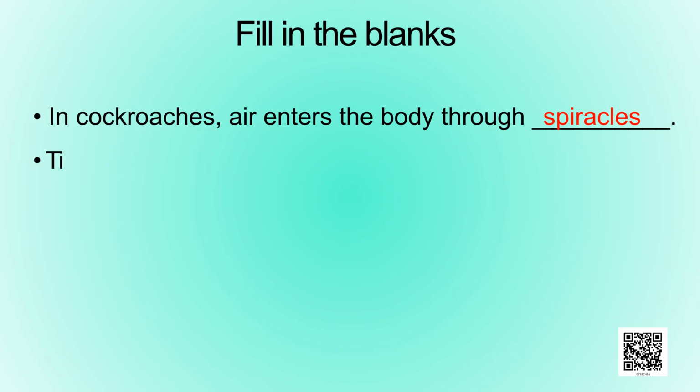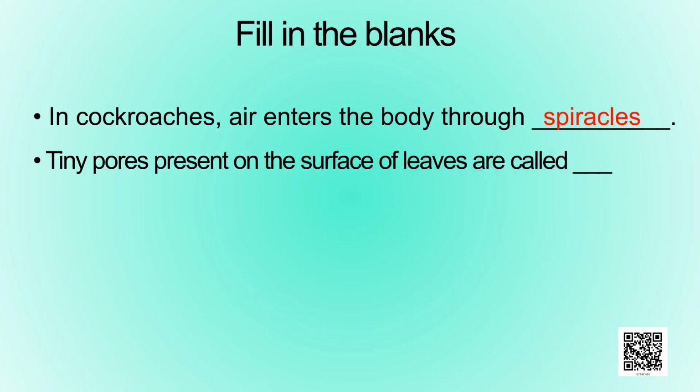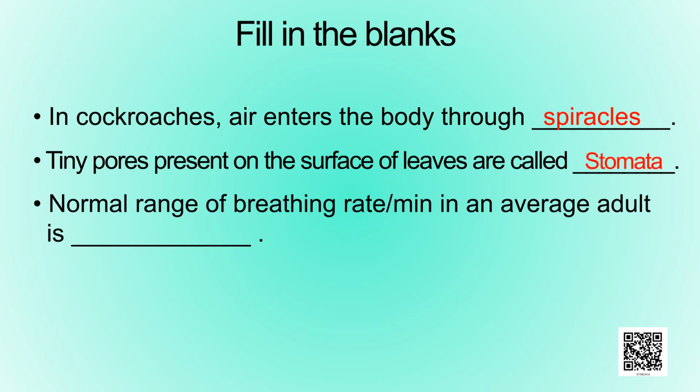Next one, tiny pores present on the surface of leaves are called dash. And the correct answer is stomata. The next one, normal range of breathing rate per minute in an average adult is dash. And the correct answer is that it is 15 to 18 times per minute.